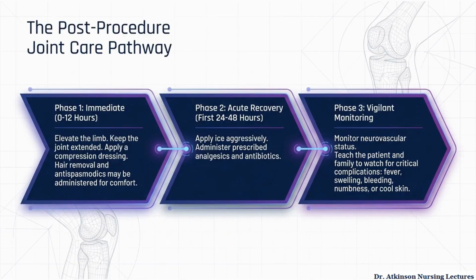Post-joint procedure care follows 3 phases. In the first 12 hours, elevate the limb, maintain prescribed positioning, apply compression, and give antispasmodics if ordered. During the first 24 to 48 hours, use ice to reduce inflammation and administer prescribed analgesics and antibiotics. Ongoing care focuses on CMS assessment: circulation, motion, and sensation distal to the procedure site. Teach patients that mild soreness, swelling, or clicking may be expected, but fever, increasing swelling, bleeding, numbness, tingling, or cool skin must be reported immediately.